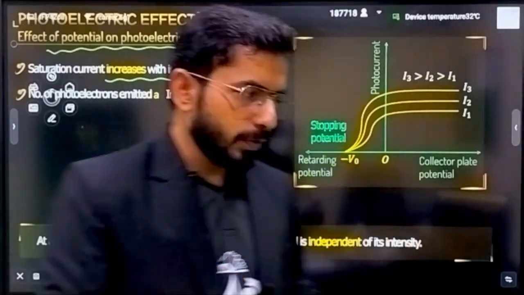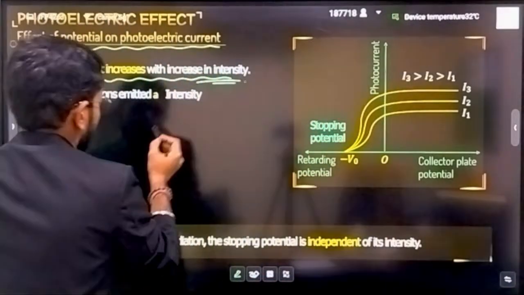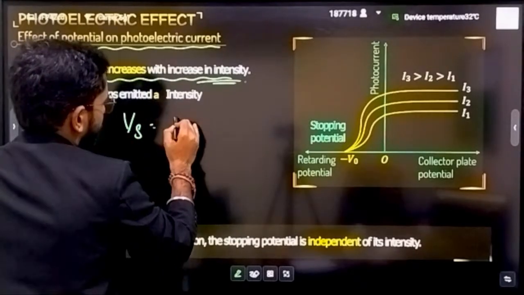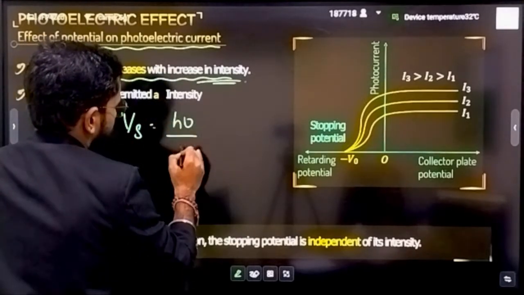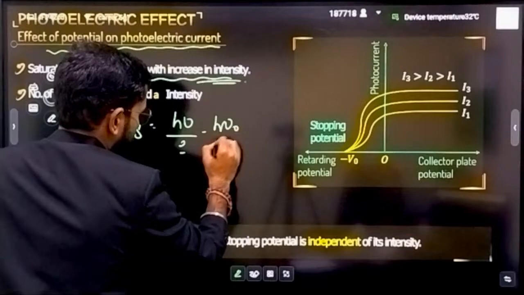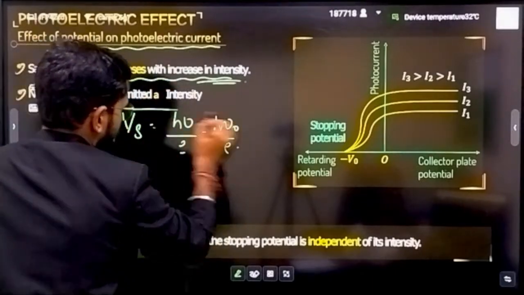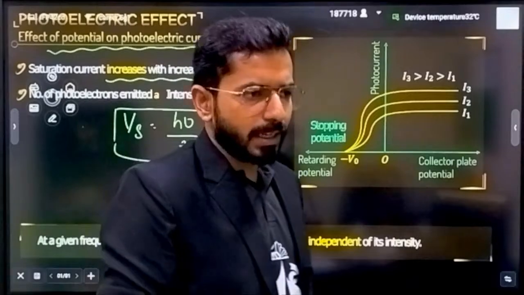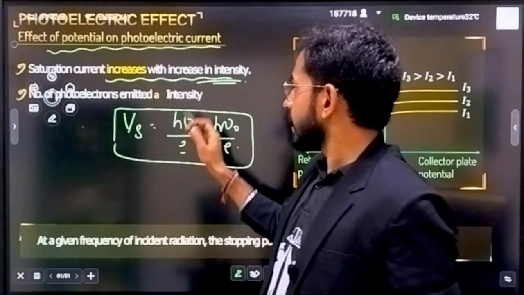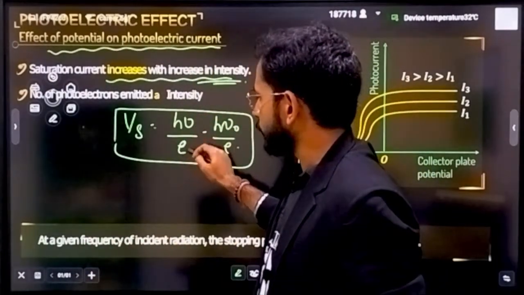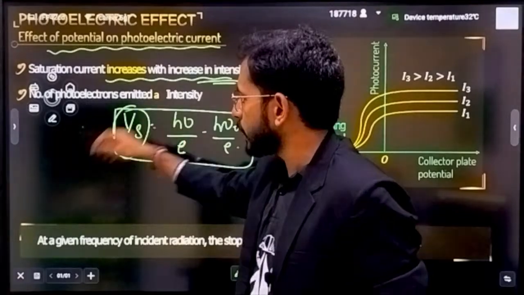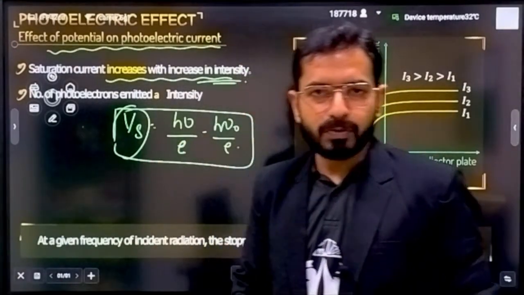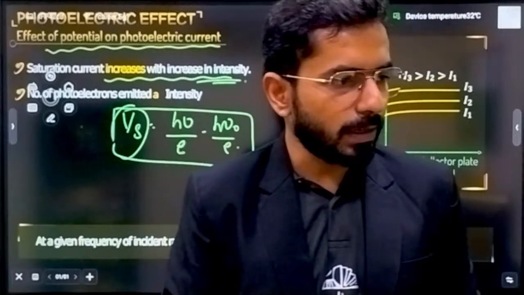Okay. So if you are writing the kinetic energy equation or stopping potential equation, how will you write that? It will be h mu divided by e minus h mu naught divided by e. Correct? Now tell me, at any single place, is frequency, intensity or the number of photons going to affect the stopping potential? Can you say any relation between stopping potential and number of photons? No, there is no direct relation.